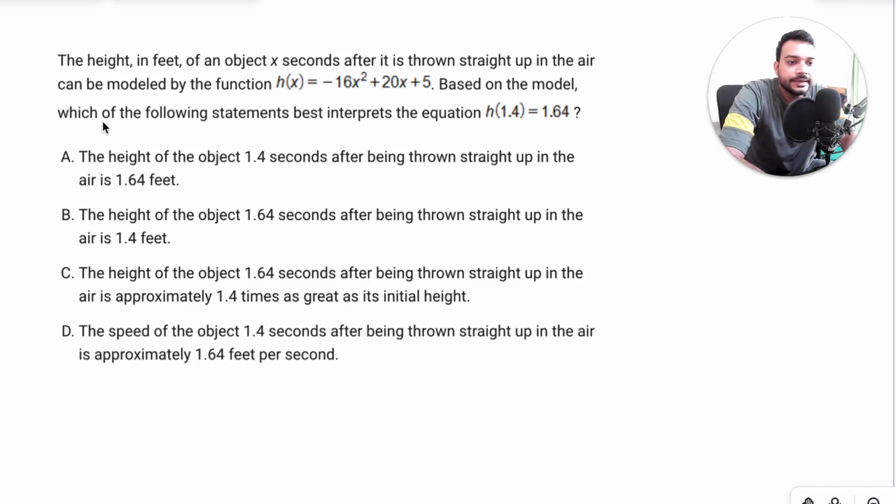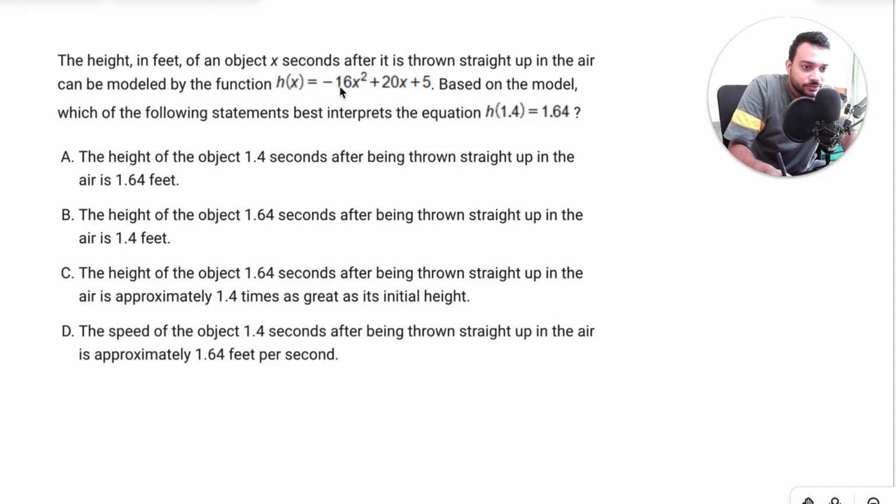Next question. The height in feet of an object x seconds after it is thrown straight up in the air can be modeled by the function h of x is equal to negative 16x squared plus 20x plus 5. Negative in the coefficient of x squared suggests the parabola opening downwards, which must be the case because when you throw something upwards, it forms a downward opening parabola. Based on the model, which of the following statements best interprets the equation h of 1.4 is equal to 1.64?